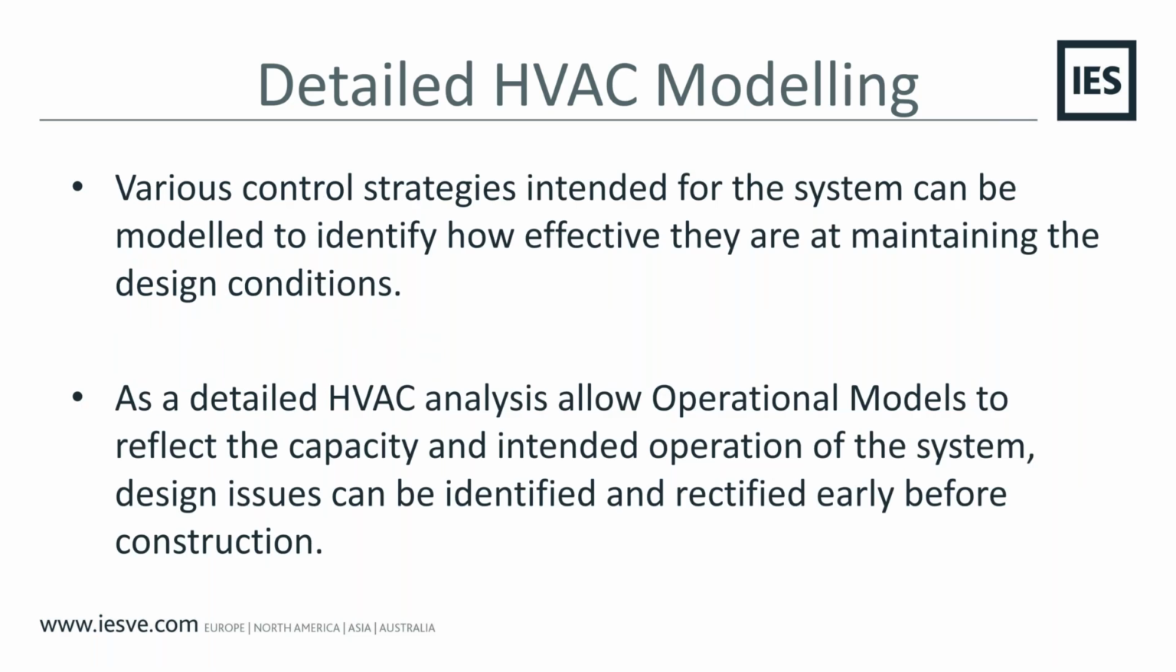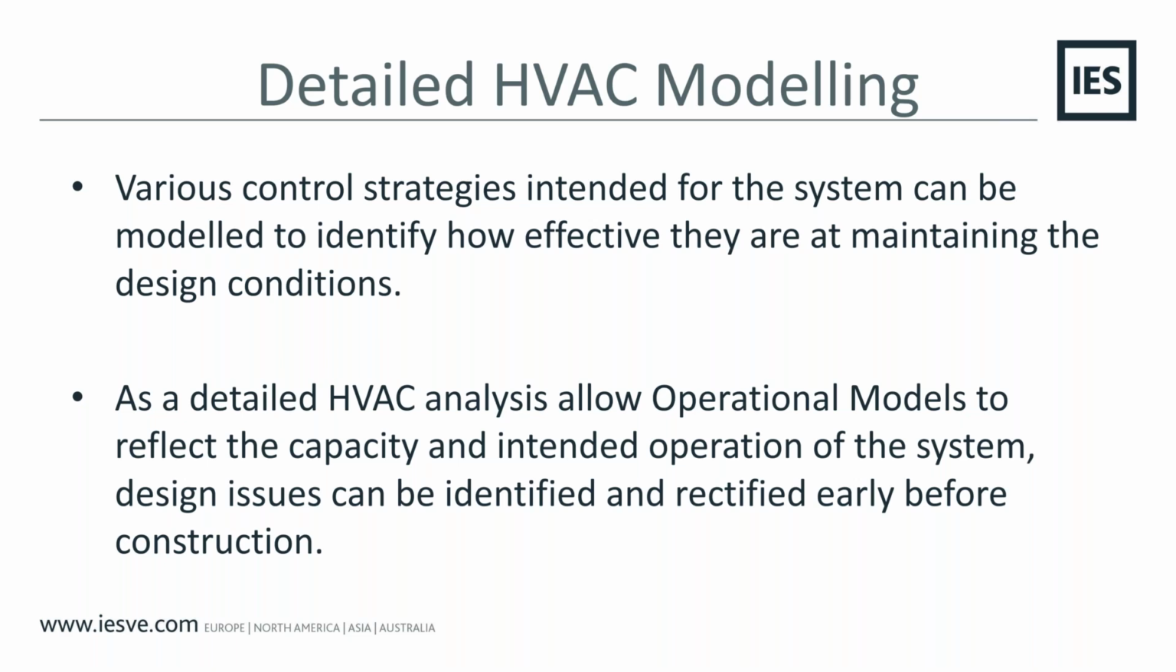Various control strategies can also be modelled to help optimise the performance of the building systems. Now, this might include ventilation control strategies such as CO2 controls, alternative boiler and chiller control sequencing, or looking at temperature resets on the hot water loop and the chilled water loop in order to optimise boiler and chiller efficiencies. By using a detailed HVAC model as part of an operational model, the design can be tested to see how effective it is at maintaining the design conditions and can be used to flag up any potential issues early enough that they can be rectified.